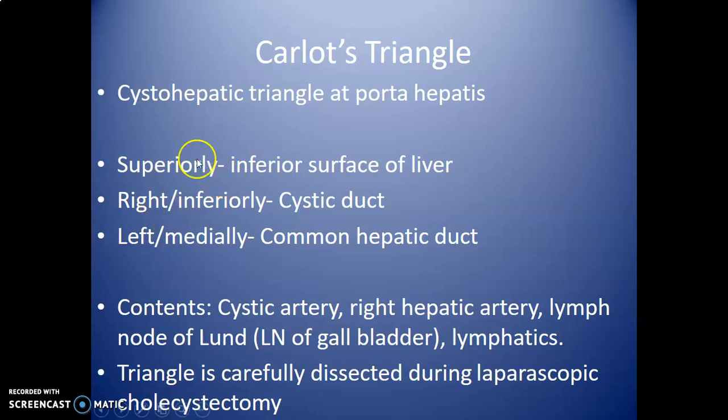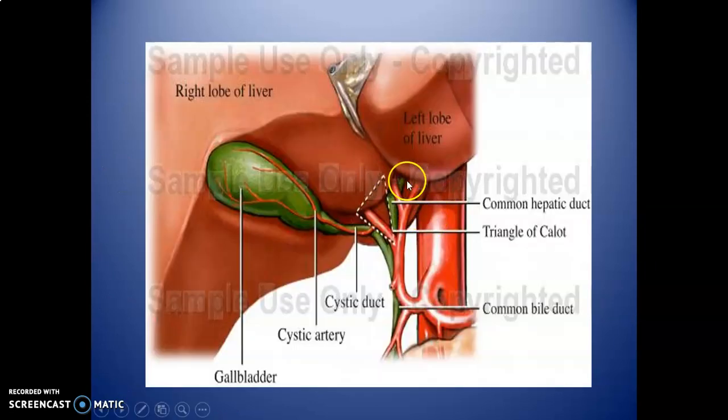The boundaries are superiorly the inferior surface of the liver, then to the right the cystic duct, and to the left, or medially, the common hepatic duct. So those are the boundaries: the inferior surface of the liver, the cystic duct, and the common hepatic duct.